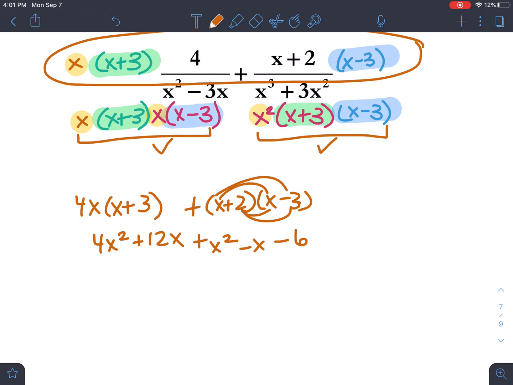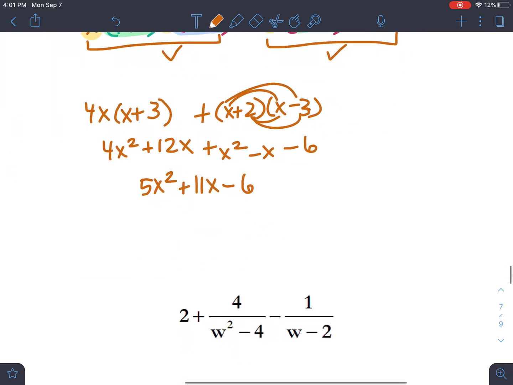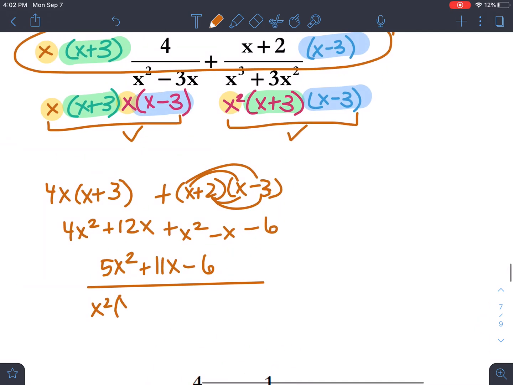Okay, and then let's see what I got here, guys. This would be 5x squared plus 11x minus 30. What am I doing? How about minus 6? Sorry, I was doing 5 times 6 in my head, I think. Already getting ready to see if I can factor. So minus 6. 5x squared plus 11x minus 6. That's my numerator. And now I can finally bring in my denominator. What was my denominator? X squared, x plus 3, x minus 3.